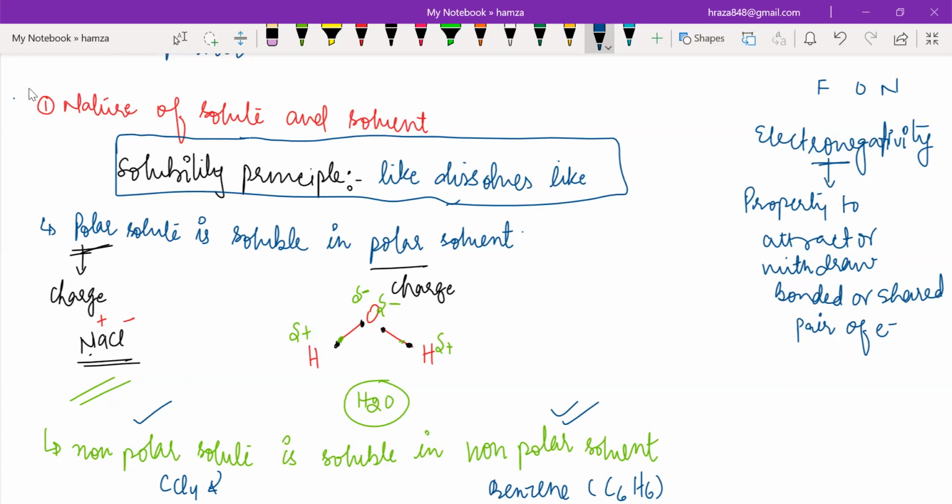I think it's clear to both of you. If you need another explanation, please let me know. Hamza, do you need any other explanation of this? No, sir. Okay, please write it and let me know if you're done with it. Yes, done, sir.